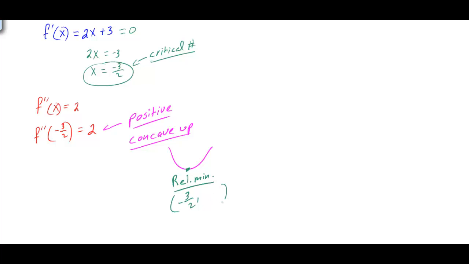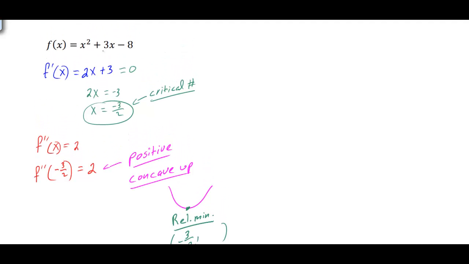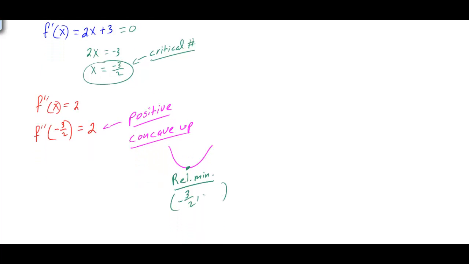Now, how do we find our y value? Well, remember this is for the original function, so we need to plug negative 3/2 back into the original function, and if you do so, you will end up with negative 10.25. So that's going to be our relative minimum point.